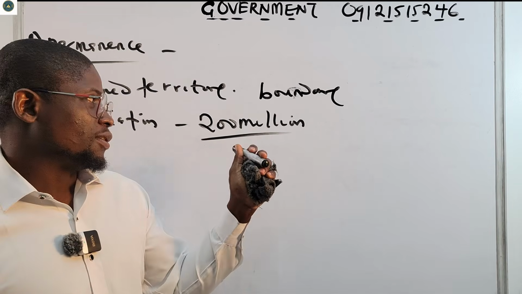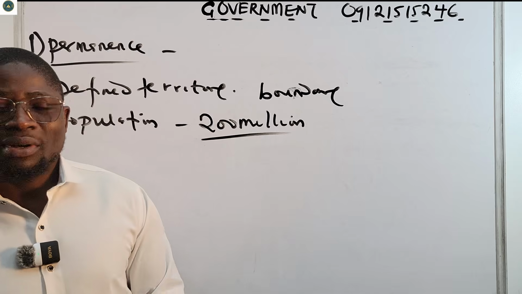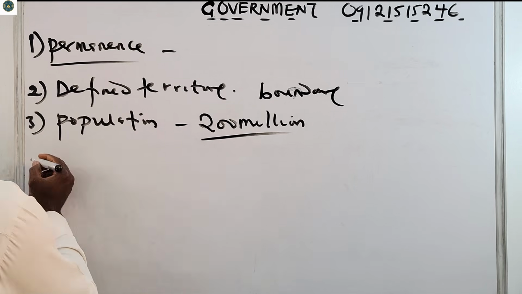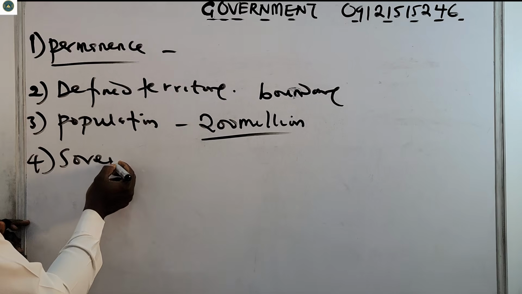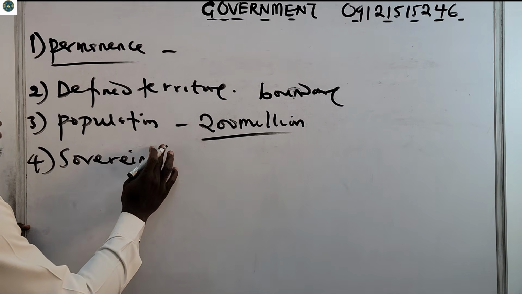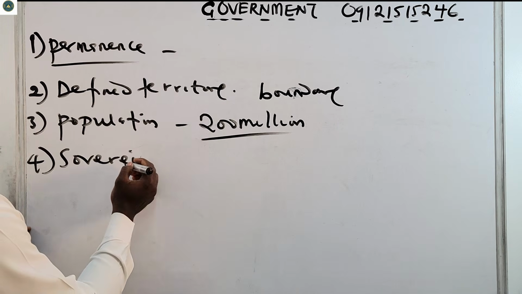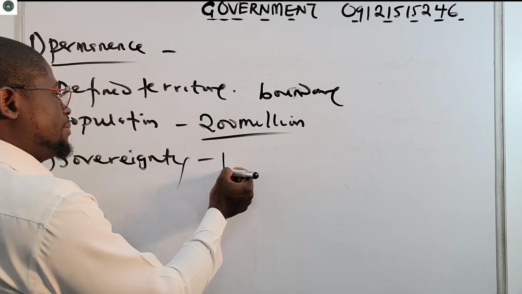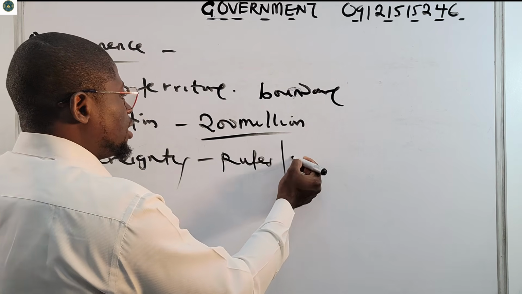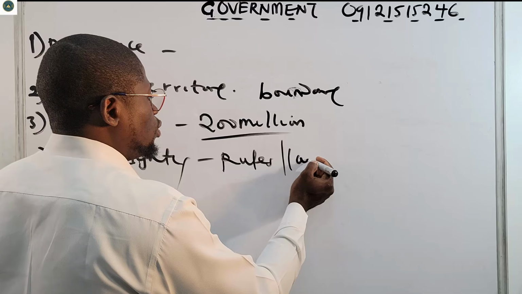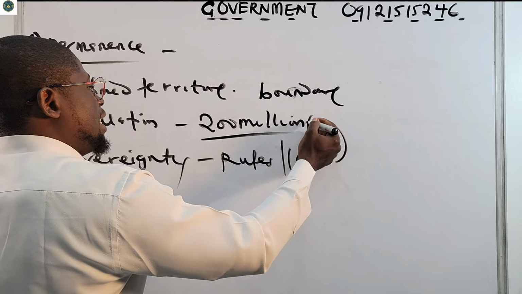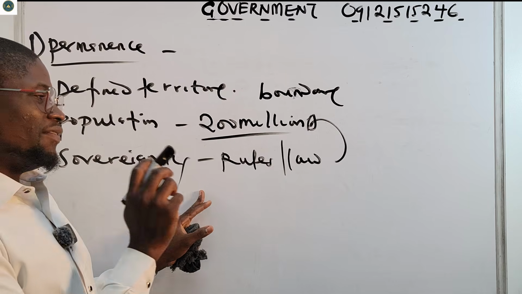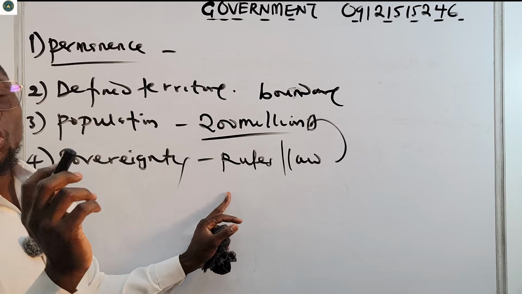So for that reason, population is another very important characteristic of a state. Then number four, sovereignty. So it can make its own rules, or laws, to guide the people living in that territory. Sovereignty is another very important characteristic of a state.